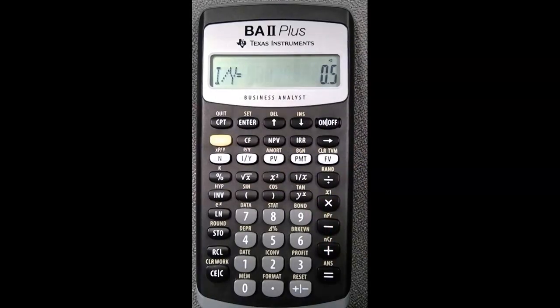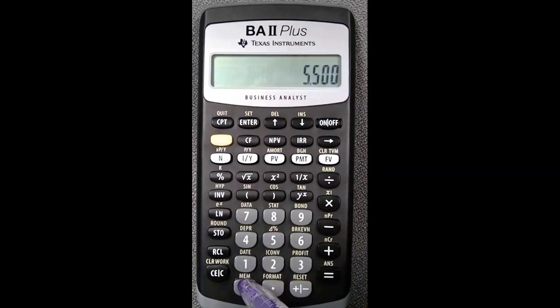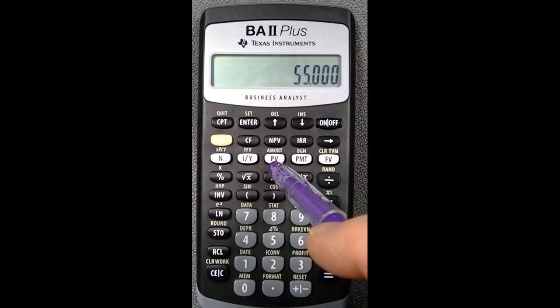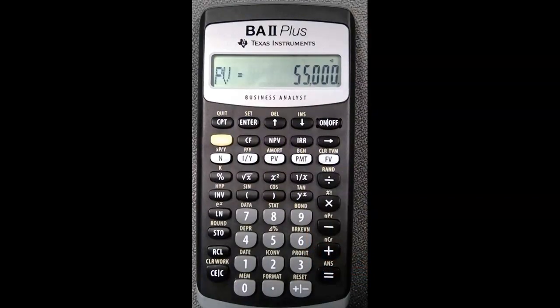And then the present value is the amount of the loan, and it's $55,000. So 55,000, that goes in for PV, and it's a loan, so we just press PV. That's how much we're borrowing, present value. And then I like to put a 0 in for future value because at the end of the loan we're at 0.